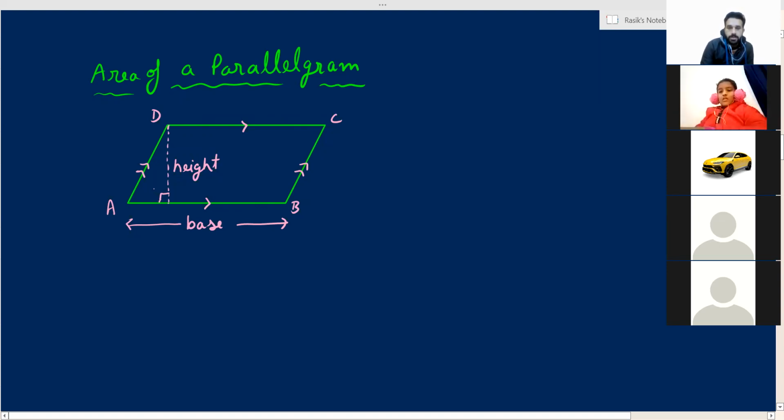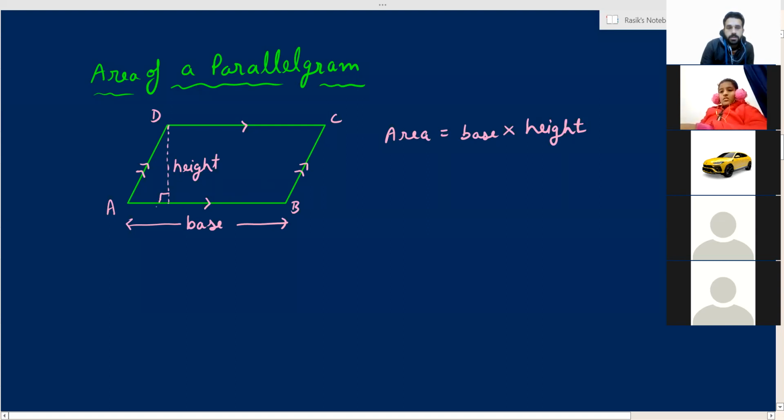Okay, so there are two pairs of opposite sides which are parallel in a parallelogram. That is why it is known as a parallelogram. Understand the meaning of parallelogram? It is a quadrilateral which has two pairs of opposite sides parallel. Now the area of a parallelogram is equal to base into height. This is the formula of area of parallelogram. It is not length into breadth, it is base into height.